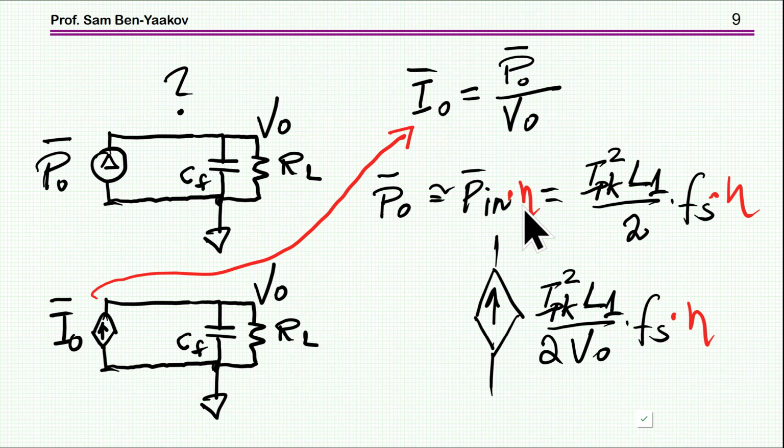and if we want to be more accurate, we multiply it by the expected or estimated efficiency, and then it is equal to I peak squared L1 over 2, times the frequency, and again efficiency if we want to correct for it. And therefore, this will now be the dependent current source: I peak squared L1 over 2 V out, times frequency times efficiency. Of these, I peak is generated within the simulation run. This is a constant, this is a constant. And V out is also a time-dependent parameter that is changing as the simulation goes on.